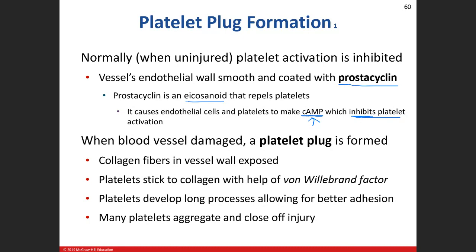Okay, so these healthy endothelial cells will keep producing this prostacyclin, which will then help these platelets to produce that cyclic AMP, which inhibits their activation. Okay, so going back now to our damaged blood vessel.